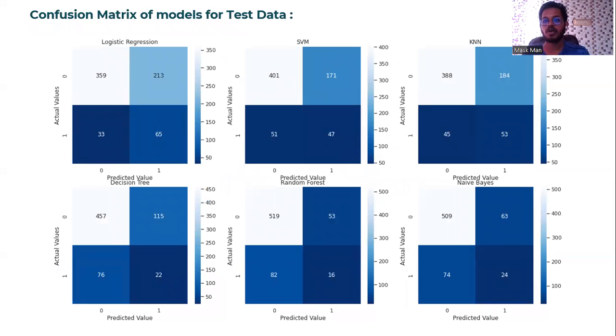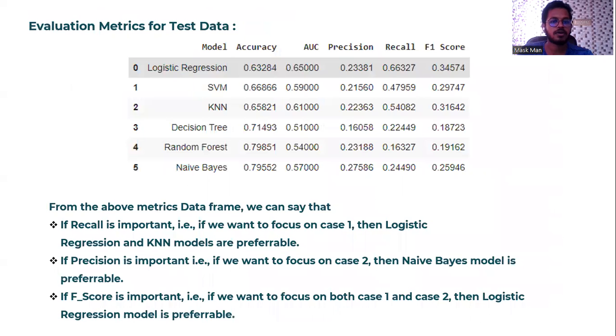And after that, we have to evaluate the models using the test data. Here we can see that the lowest false negative value is for logistic regression. That means it wrongly predicted only 33 people who have a disease as having no risk. And these are the evaluation metrics for the test data.